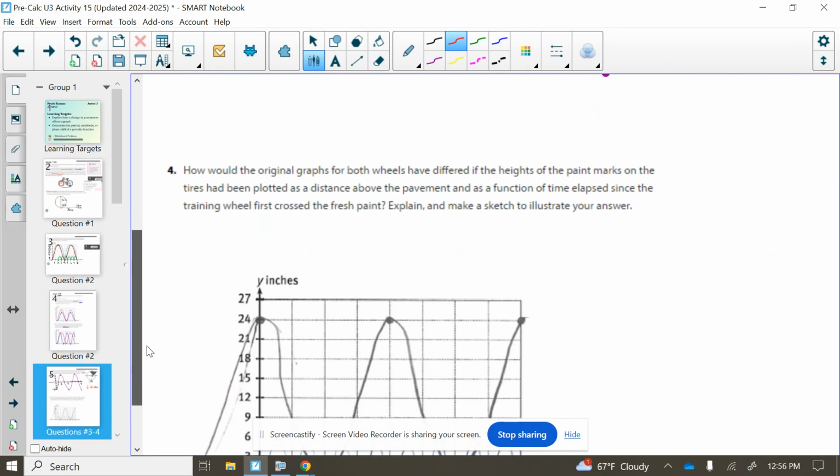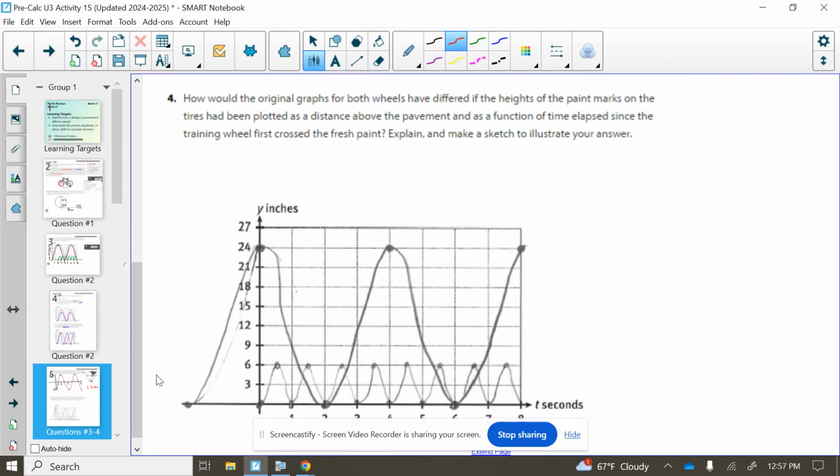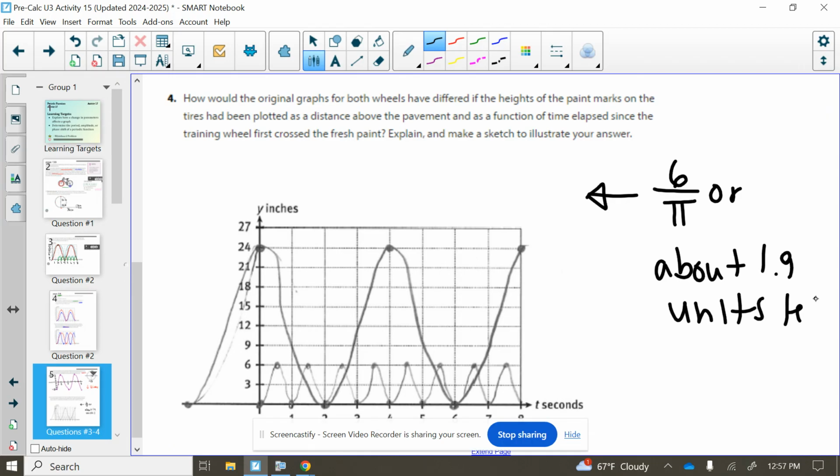The last one in number 4 says, okay, what if we shifted this over? It says that if we shifted this to be in charge of the start of the training wheel versus the start of that big graph. So basically what happened is all of these moved to the left 6/pi inches, or about 1.9 units left on that one. So we see that shift in both of the graphs.